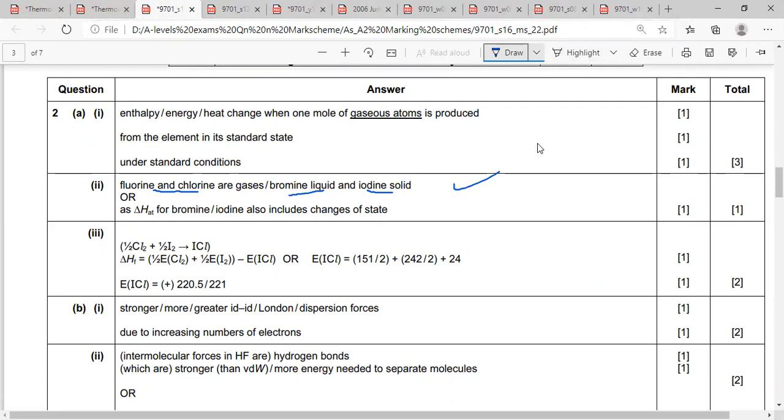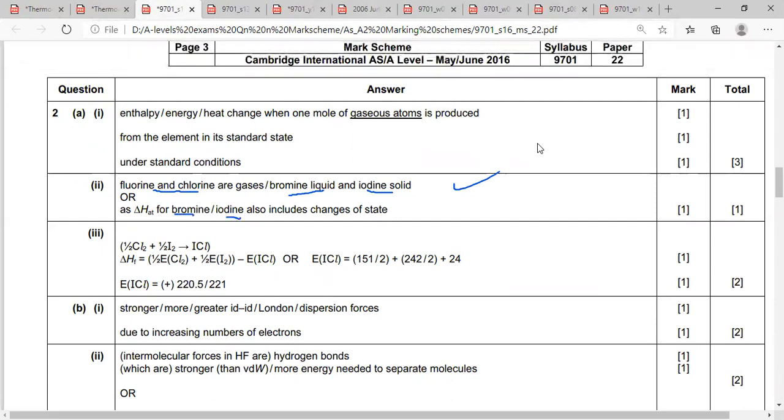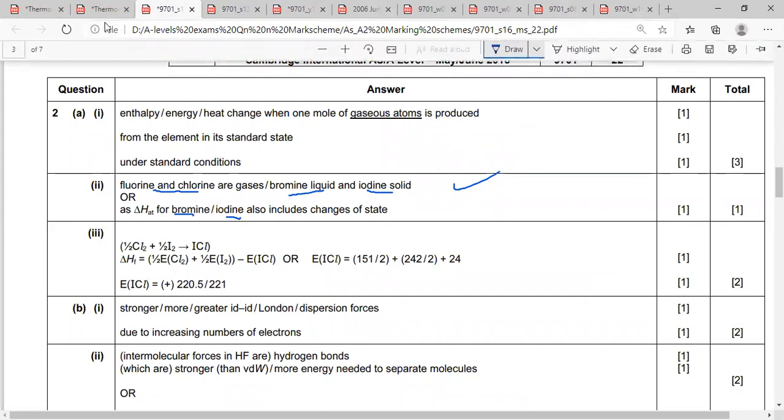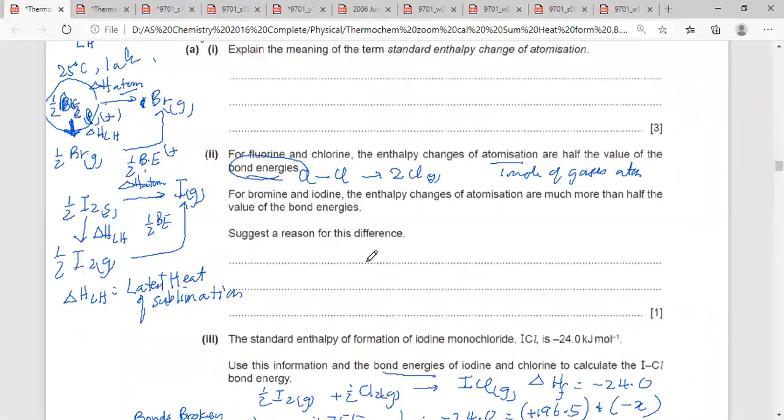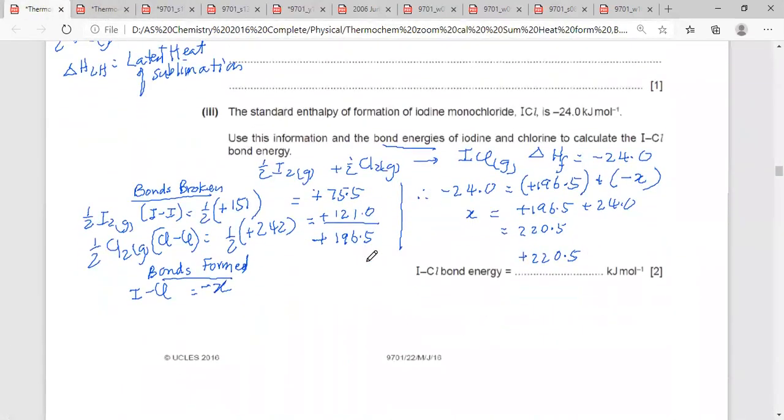So, of course, iodine changes state, and bromine changes state. If you explain latent heat, they also give you the mark, correct. Okay, so it's very simple. They don't ask you for a detailed explanation. Okay, so now this is the one here. Of course, not this question here.